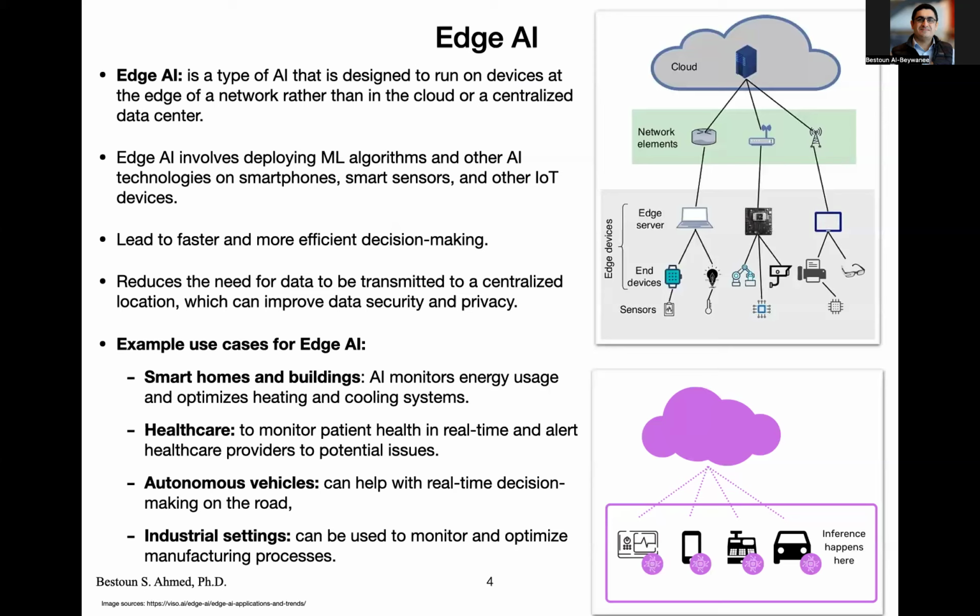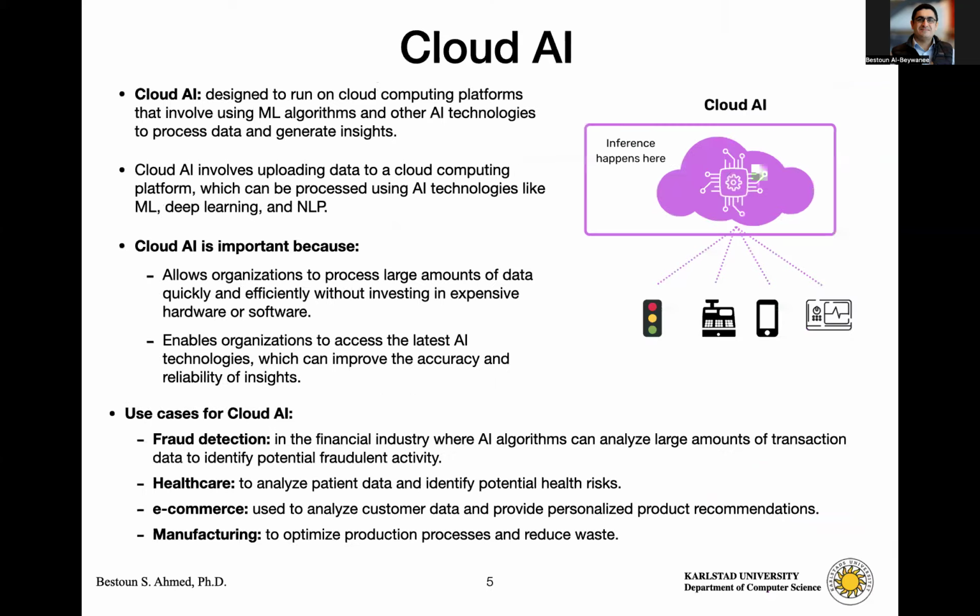And autonomous vehicles: not all the time are these vehicles connected to the internet, and they are autonomous by themselves, but there is a lot of intelligence there. So that's edge. Industrial settings also have a lot of use for this. Cloud AI, of course, is another higher level of AI. So all the AI technologies are in the cloud, and this will give you a lot of computation.